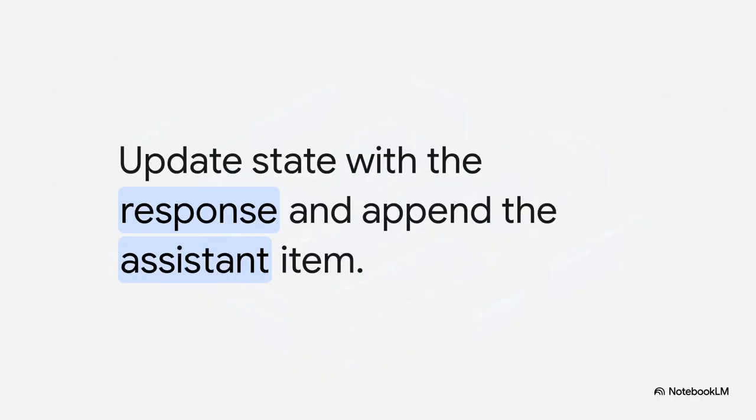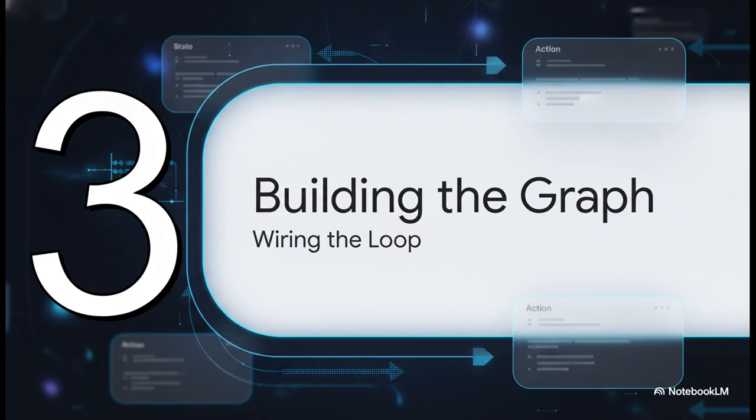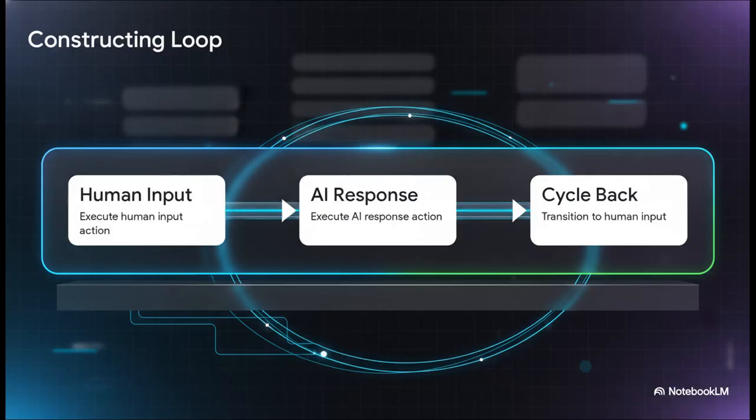Once the LLM fires back its generated text, the AI response action finalizes its work using the exact same pattern we just saw. It updates the state with the raw text response, and it appends the newly formatted assistant item right into the running chat history. The state updates, and just like that, the action is complete. Building the cyclic graph. Let's move on and see how this builds into our state machine.